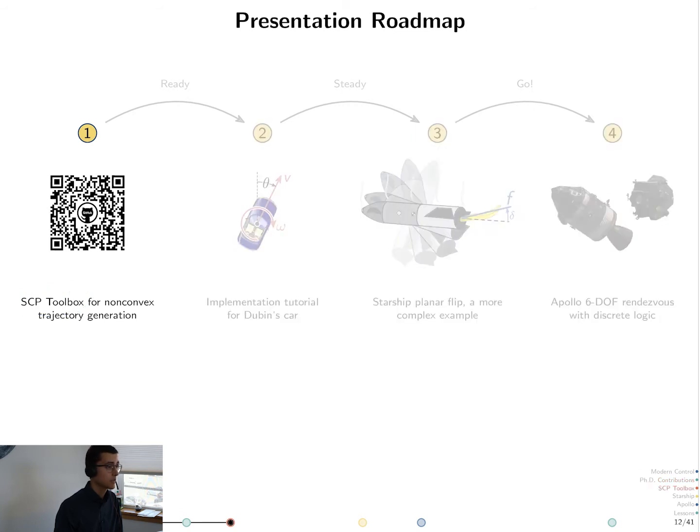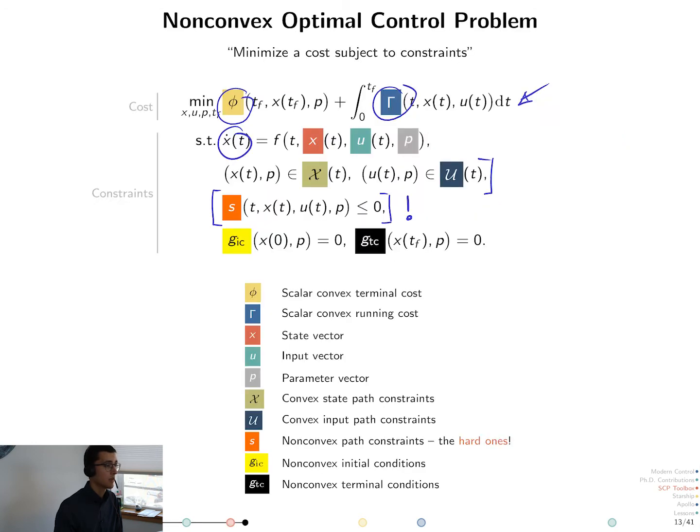So let's begin with this SCP toolbox. What does the SCP toolbox do? Well, it's a generic tool for solving non-convex optimal control problems, which look as follows. So if your problem fits this formulation, you can solve it, roughly speaking, with the SCP toolbox. There is a cost, which is typical for optimal control, contains a terminal cost and a running cost. There are system equations of motion.